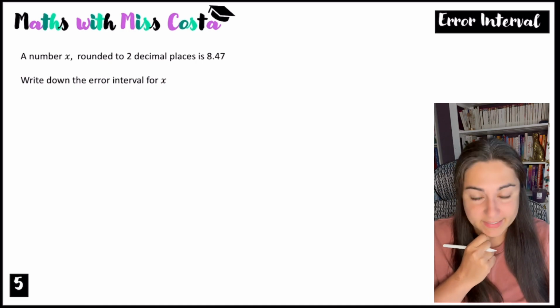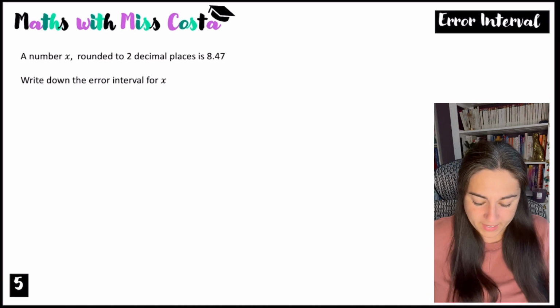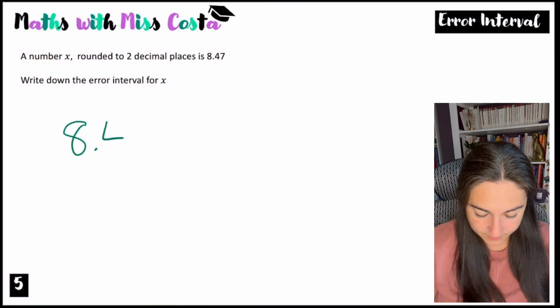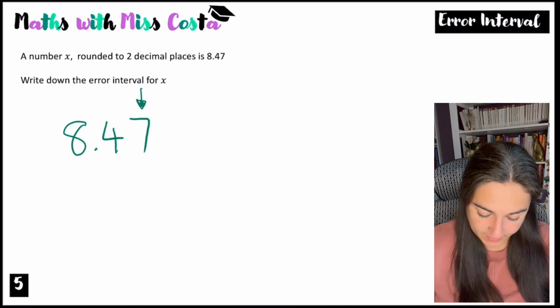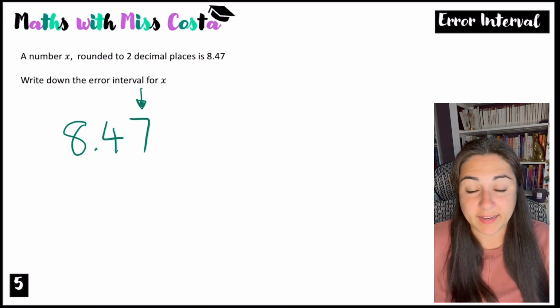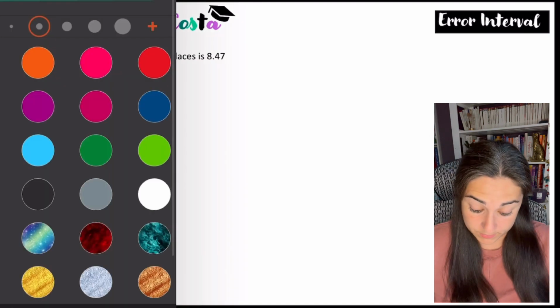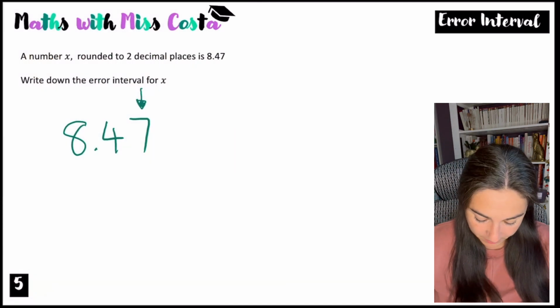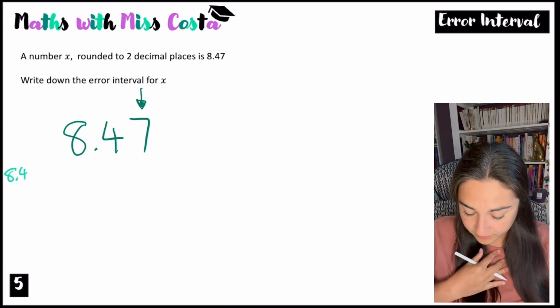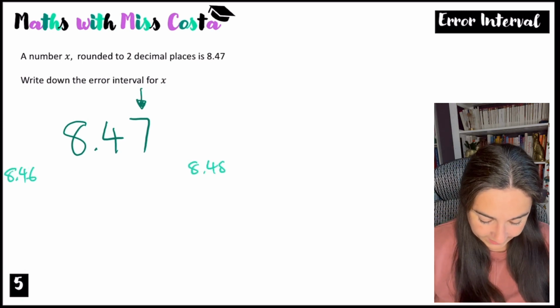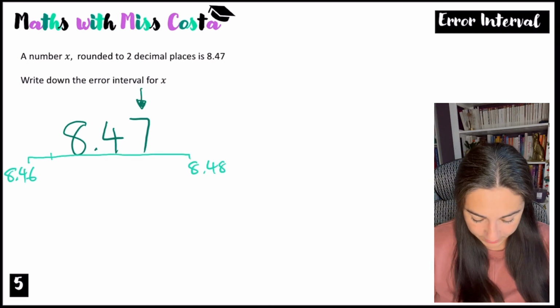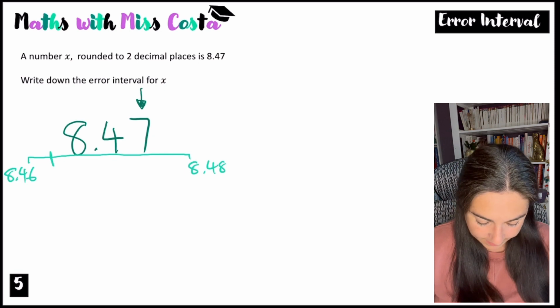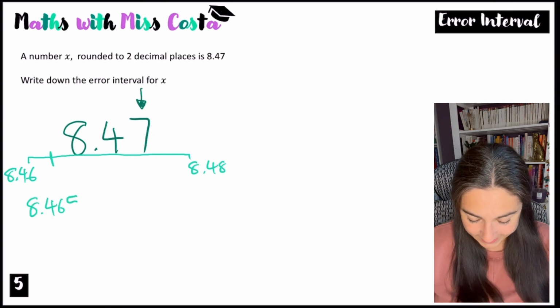Okay, error intervals. Okay, so a number x is rounded to 2 decimal places: 8.47. So to 2 decimal places is this digit here. So we need to think, if it's been rounded to 2 decimal places, what's the smallest possible number it could be before it got rounded down to 8.46 and before it got rounded up to 8.48. So we're looking for the halfway point so that it doesn't get rounded down to 8.46. So that would be 8.465.